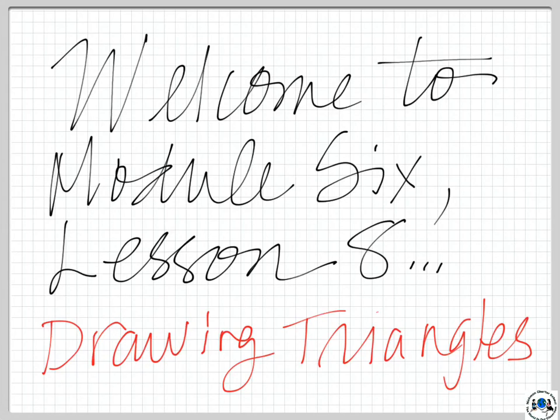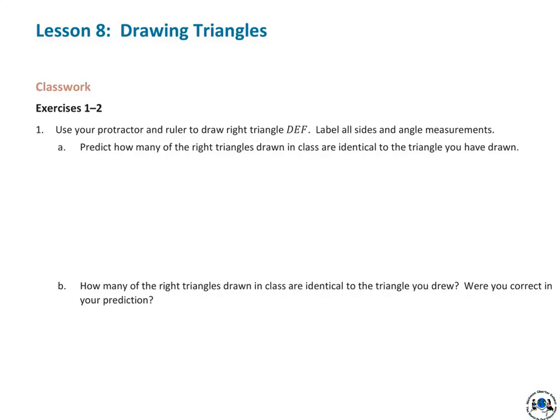You're going to be drawing some triangles based on some conditions, one triangle, a handful of triangles, and we're going to ask you every now and then whether the conditions yielded identical triangles. So in that vein, let's look at this opening activity here, the classwork.